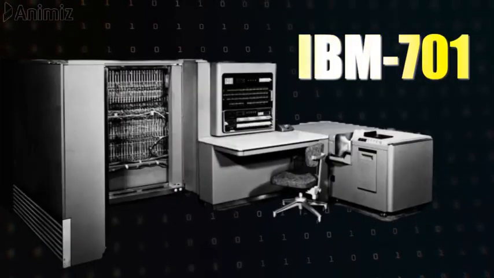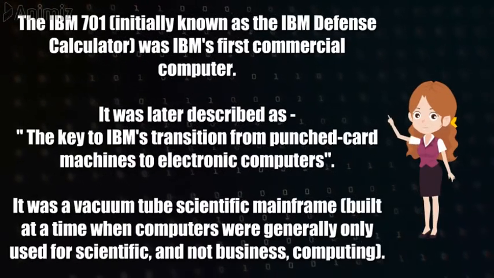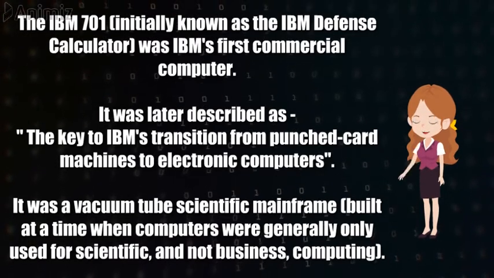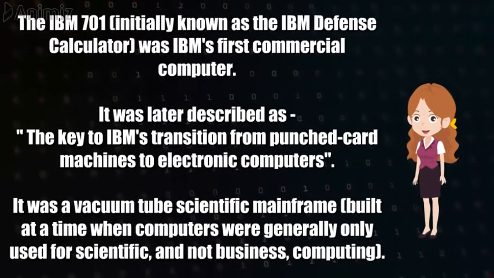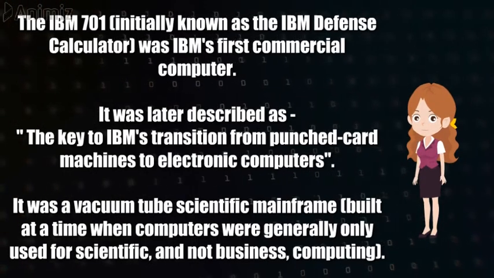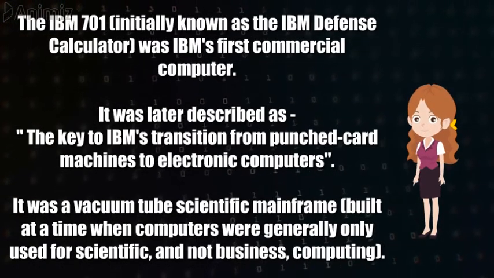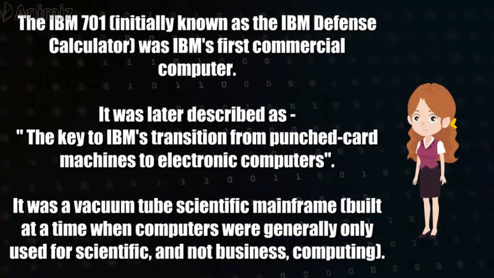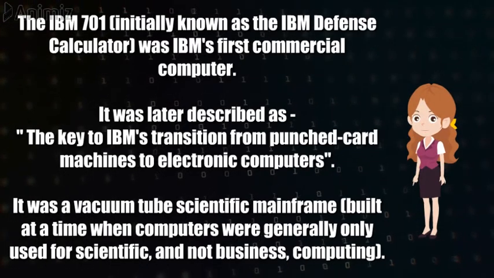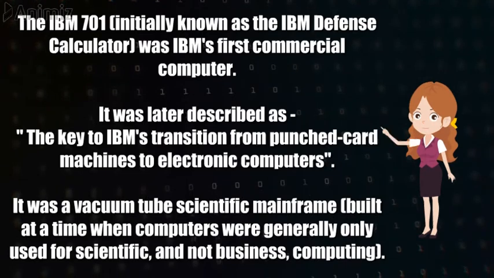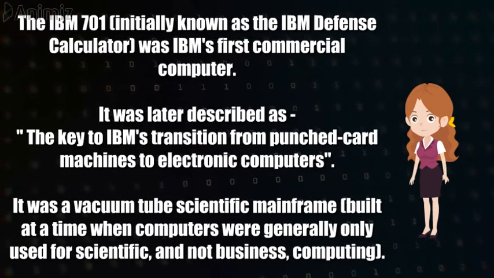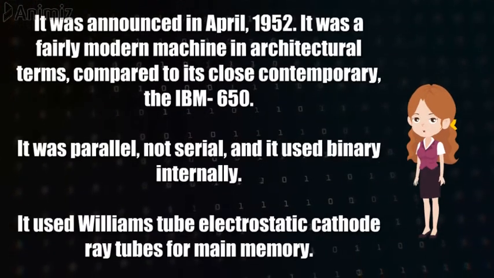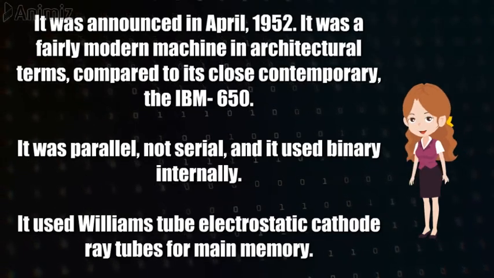IBM 701. The IBM 701, initially known as the IBM Defense Calculator, was IBM's first commercial computer. It was later described as the key to IBM's transition from punched card machines to electronic computers. It was a vacuum tube scientific mainframe, built at a time when computers were generally only used for scientific, and not business computing. It was announced in April 1952.